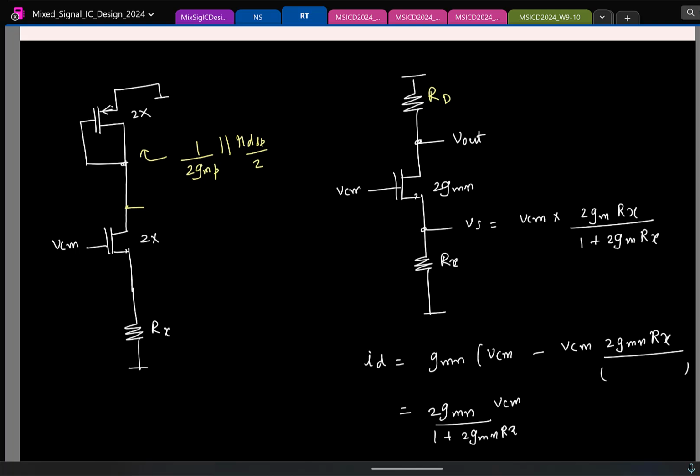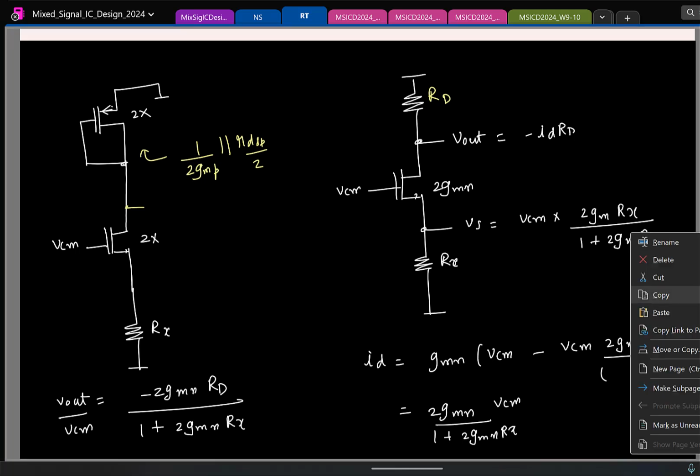Cool. So now you know ID, then you can find the output. Output is minus ID times RD, and you will get it directly. It is minus 2 GMN RD by 1 plus 2 GMN Rx. That's what you should get.